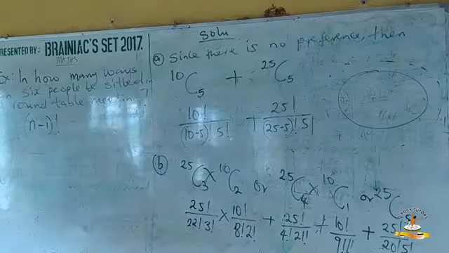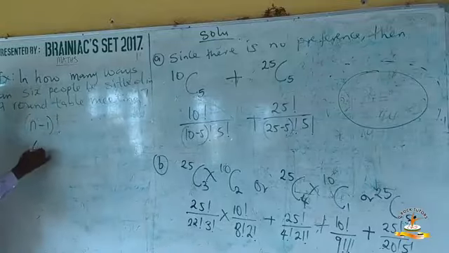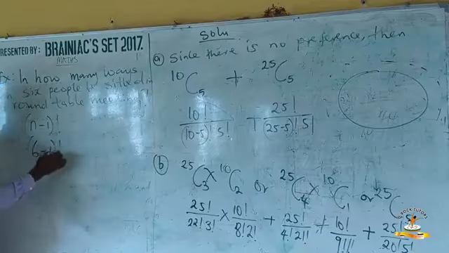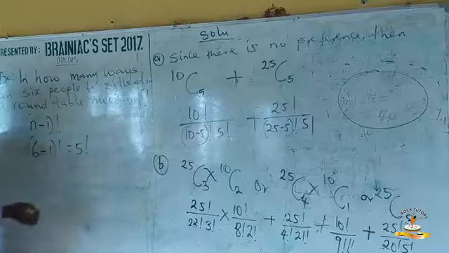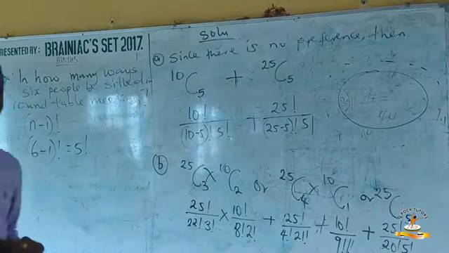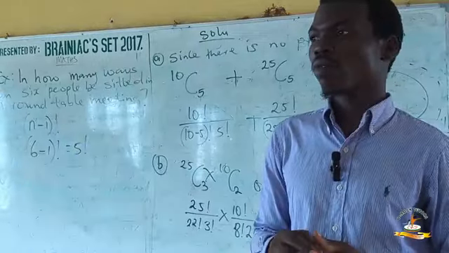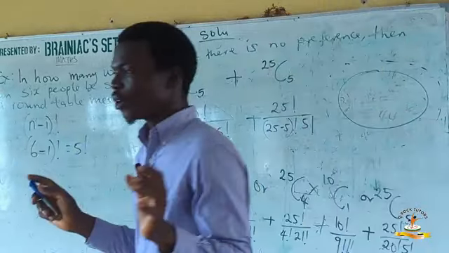So in this case, our n is 6, right? So our result will just be 6 minus 1 factorial, which is 5 factorial. What is 5 factorial? I think that should be 120, right? And that is 120 ways. So it's that simple.